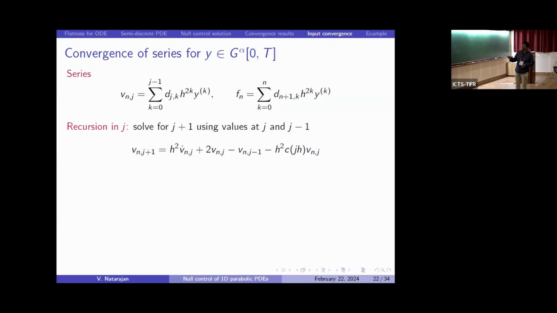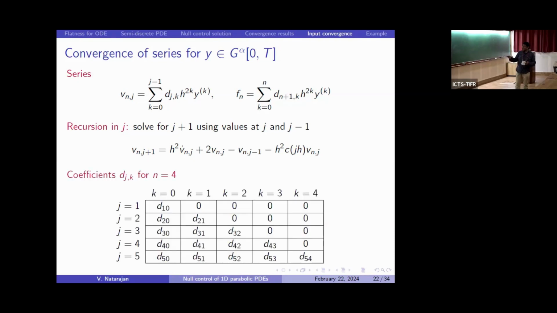So typically, how do we find these coefficients? The way we find it is we look at this expression where Vn(j+1) depends on Vnj and Vn(j-1). So we know Vn1 is nothing but the flat output. Therefore, the coefficient for Vn1 is 1. For Vn2, I'll put it into this expression and find the coefficients. Similarly, because I know the values for 1 and 2, I'll find the value for 3 and so on. So this is a recursion in j, right? If you take an example, a fourth order system, n equal to 4, a semi-discretization of a fourth order system, then I'll find d10, which will be 1. Then I'll use that formula to get d20, d21, and then d30, d31, d32, and so on. This is how we proceed.